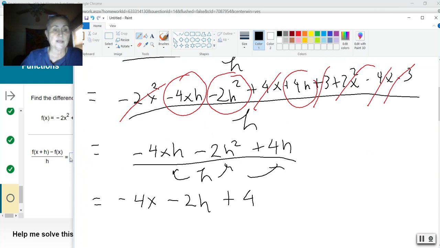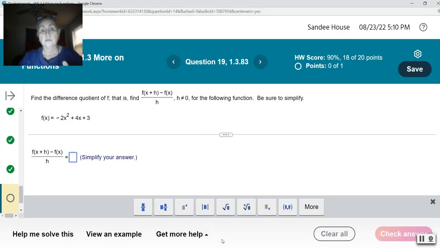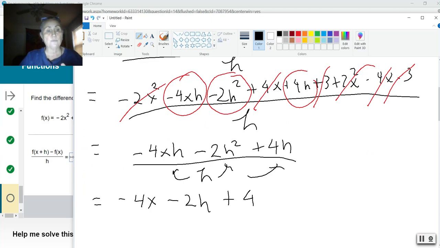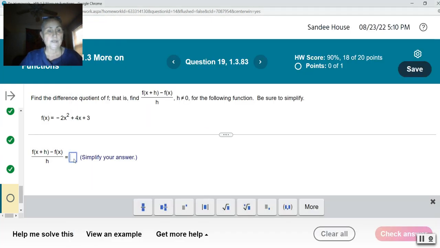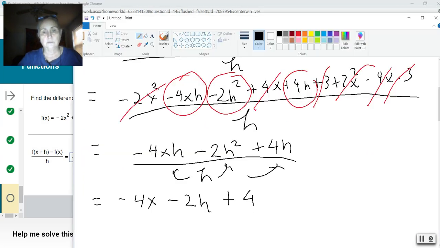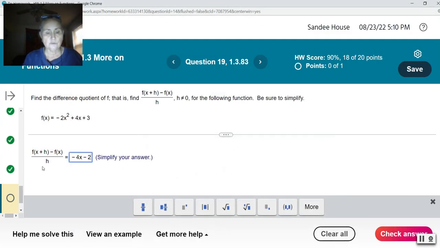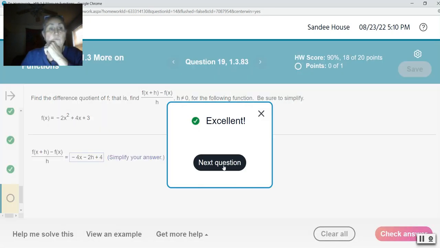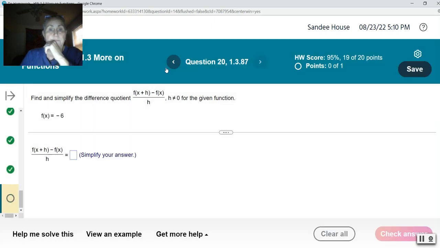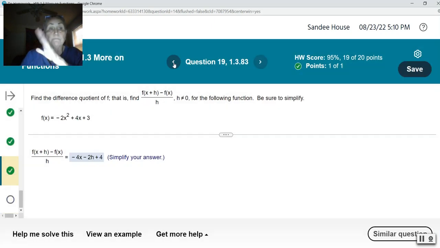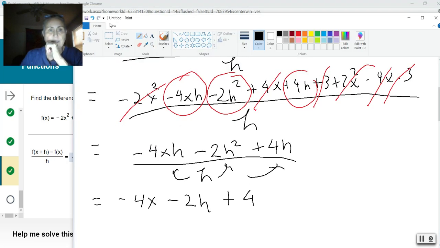Let's see if we got it right. Now remember, if we got it wrong, we're going to go back and figure out what we did wrong. Here we go. Negative 4x minus 2h plus 4. We got it right. Okay. Now, before we do that last one, which is much easier, let's do this one the informal way.